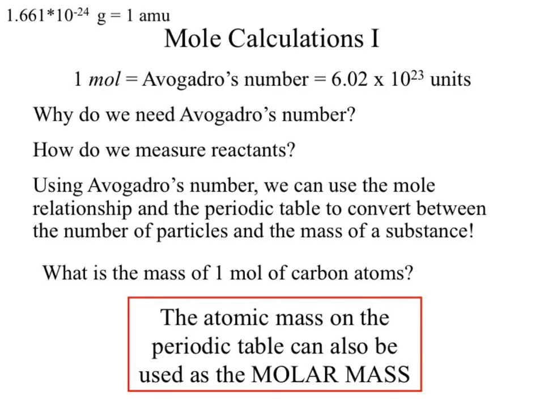So the atomic mass on your periodic table is one and the same as the molar mass. Okay? All we're doing is changing the unit. Your atomic mass for carbon is 12 AMUs. The molar mass for carbon is 12 grams per mole. Okay? The only unit you'll be really concerned about is your grams per mole value.